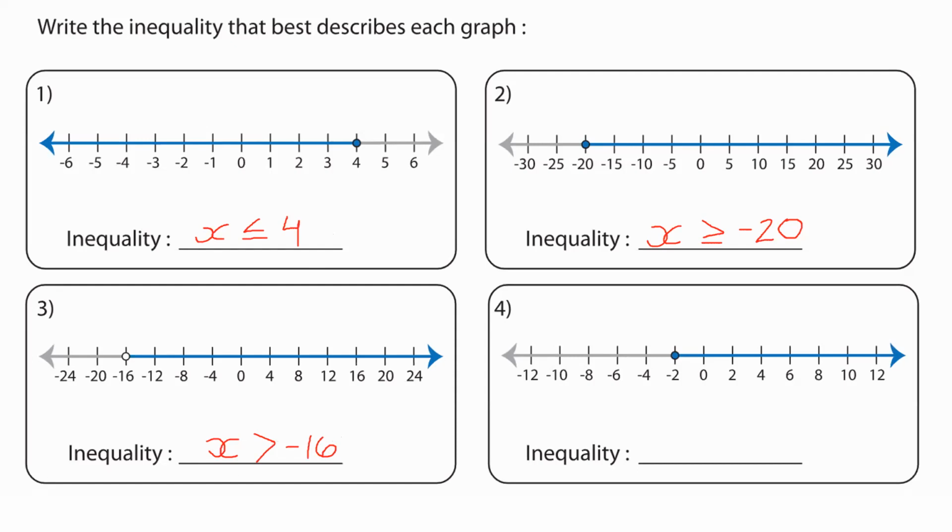Good. And for number 4, do we have any volunteers? I can try. Go ahead, Kingston. We have X greater than or equal to negative 2. Very good. X is greater than or equal to negative 2. All right. Johnny, do you understand how we got number 4 and the rest of these?